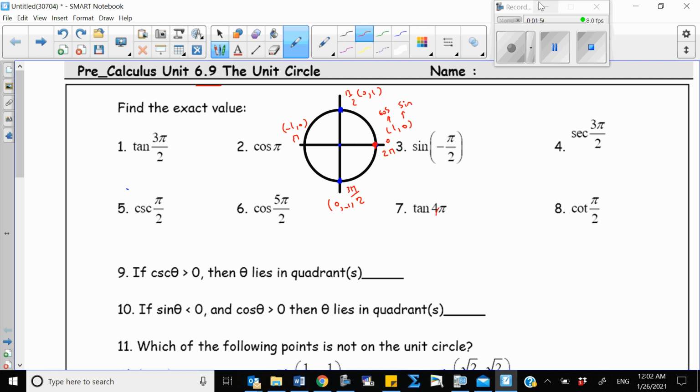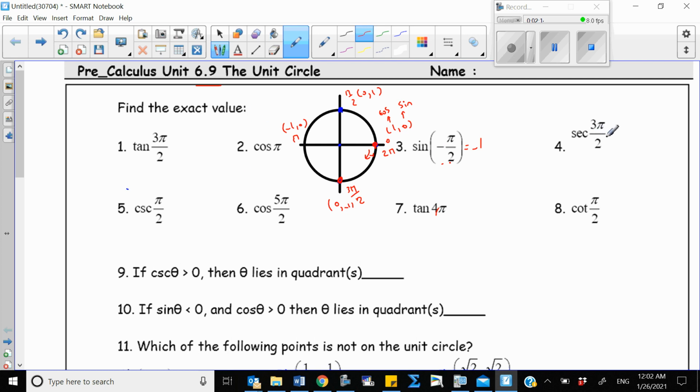For example, I want to find sine of negative pi over 2. So the angle of negative pi over 2 is here. Starts from here, goes through the negative direction and ends at this point. So x of this point is cosine and y is sine. So it's just negative 1.